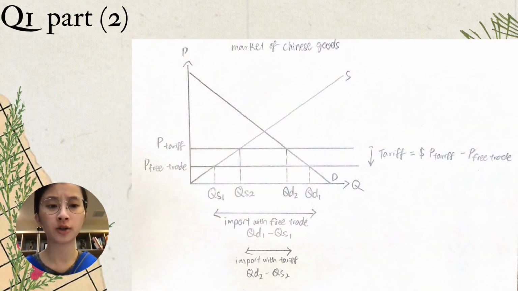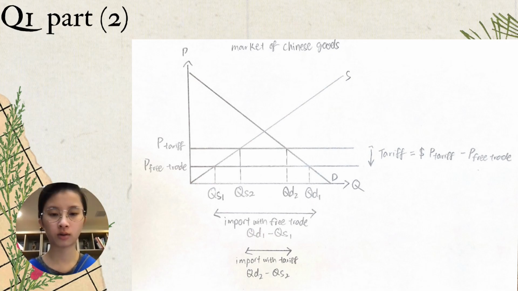Question 1, Part 2. Use another diagram to show how President Trump's tariff policy would affect the USA's import of Chinese products. The diagram above shows the market of Chinese goods. After the US became an importer of Chinese products and before the tariffs were implemented, the price was at P free trade, the quantity supplied by US suppliers was at QS1 and quantity demanded was at QD1, and the import with free trade was of quantity QD1 minus QS1.